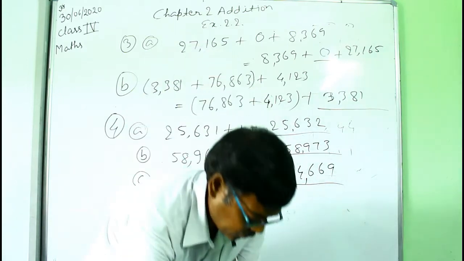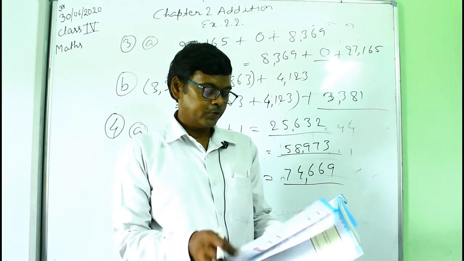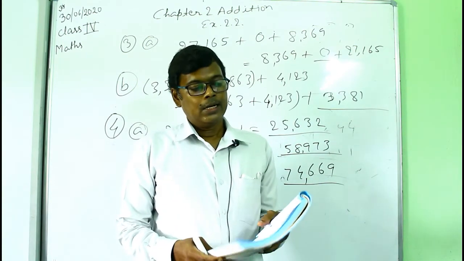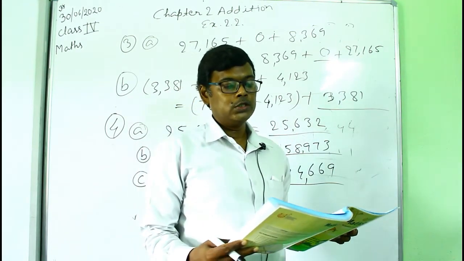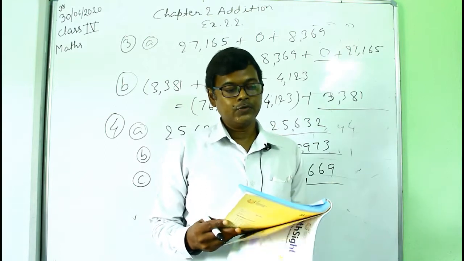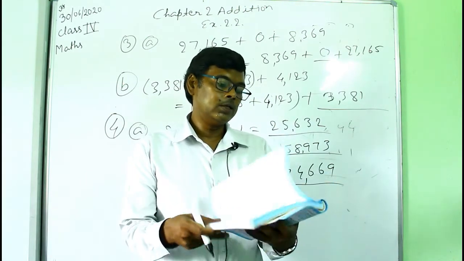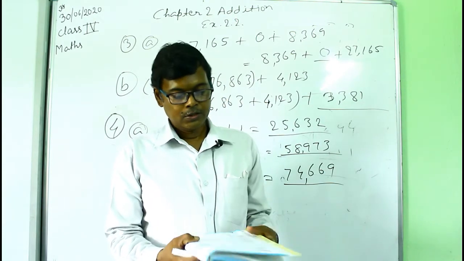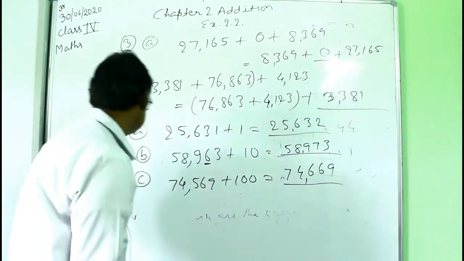So this exercise is finished. Now move on to exercise 2.3. This exercise 2.2 is your homework also. Homework means that you will solve all the questions. Now 2.3, and in this 2.3 we will solve some word problems. In the word problems we mostly have to add the two numbers.